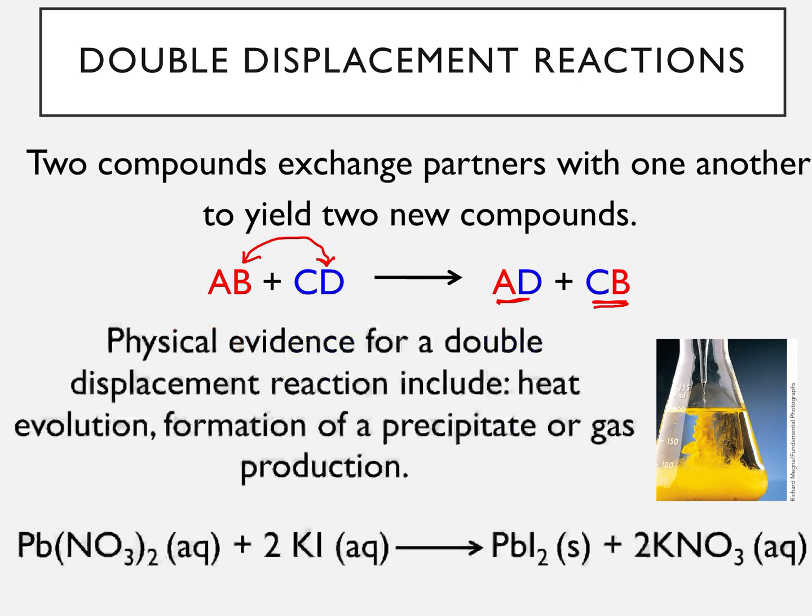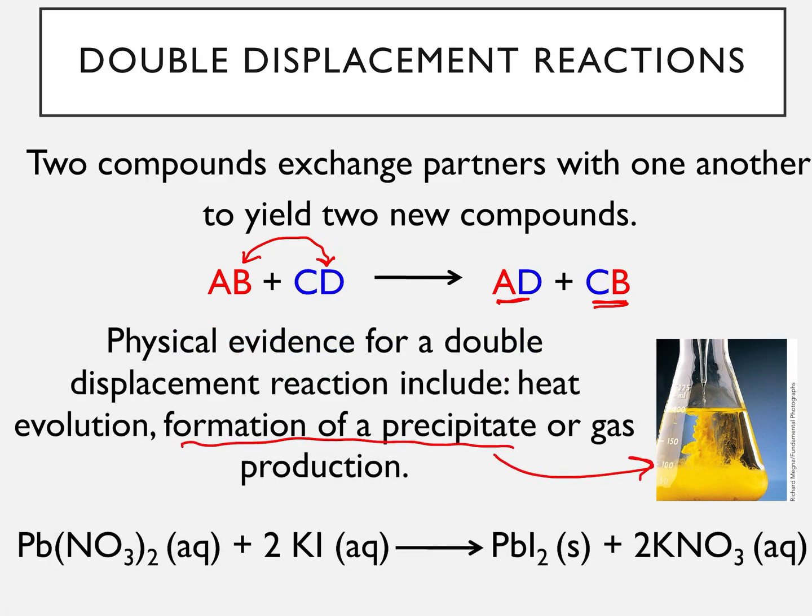So when we're looking to see if a double displacement reaction has occurred, we're going to look for things that are characteristics of a chemical change. Heat evolution, formation of a precipitate, gas production, right? All of those would be evidence that we've seen a chemical reaction occur. Here, this is formation of a precipitate that's shown in this picture.